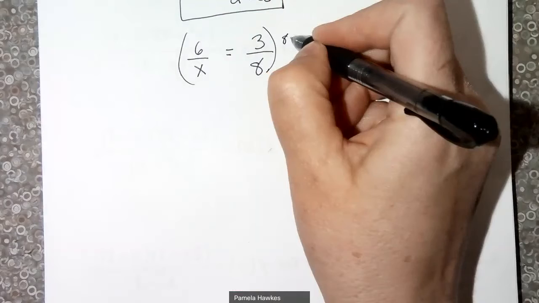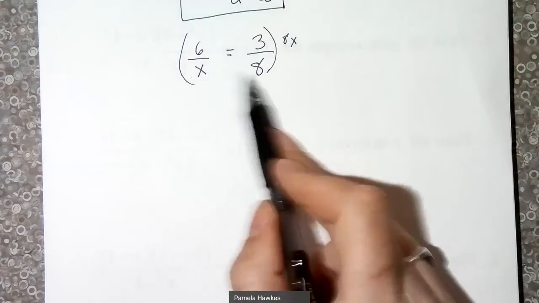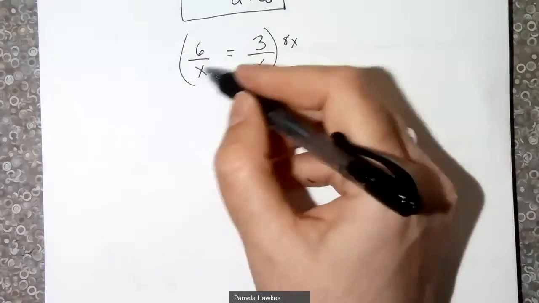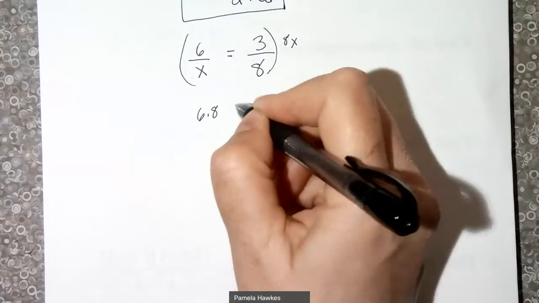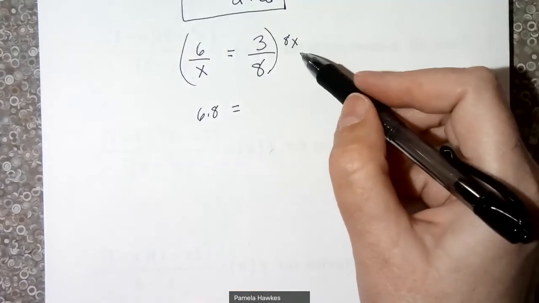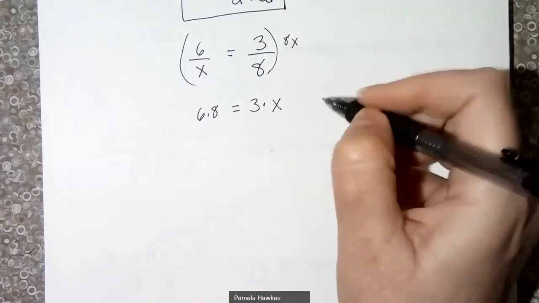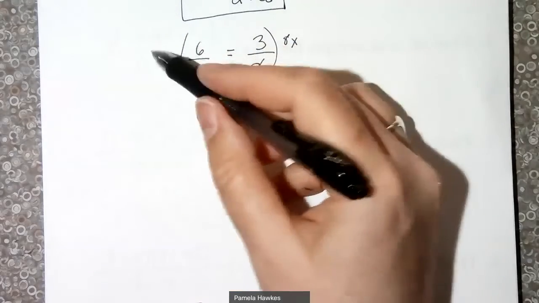So what do we do? Multiply by 8x, because our common denominator is 8x, right? So I'm going to take this one, and what do I get over here? 6 times 8, right? And over here, what am I going to get? 3 times x, because the 8's crossed out, that left me 3x. Over here, the x is crossed out, left me this.